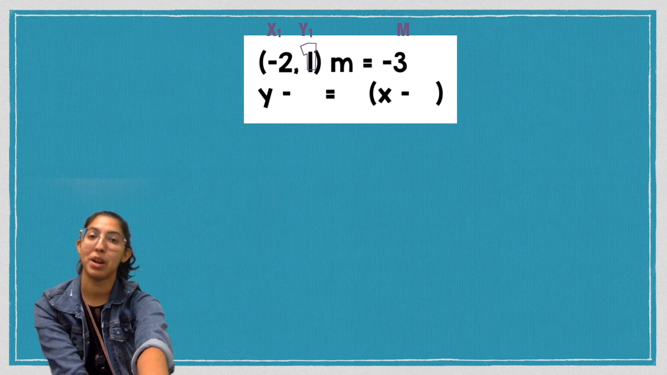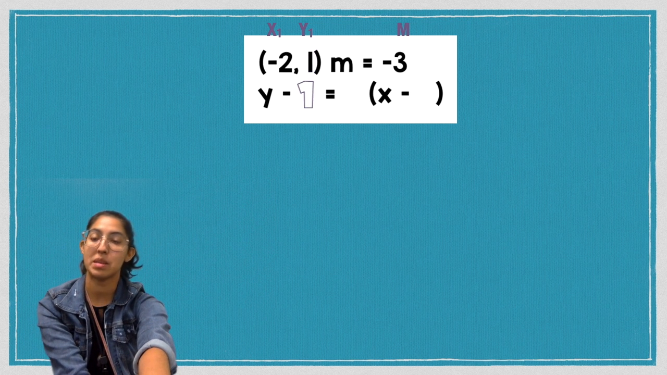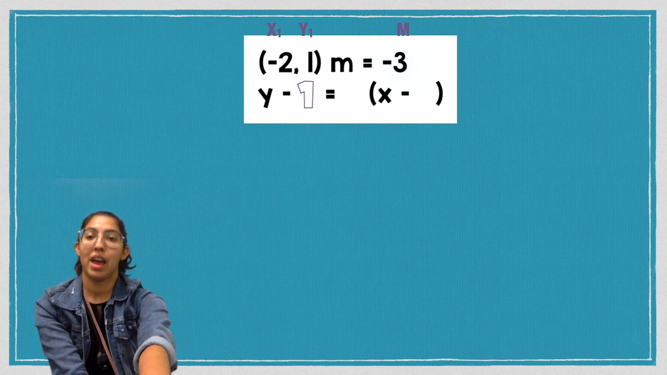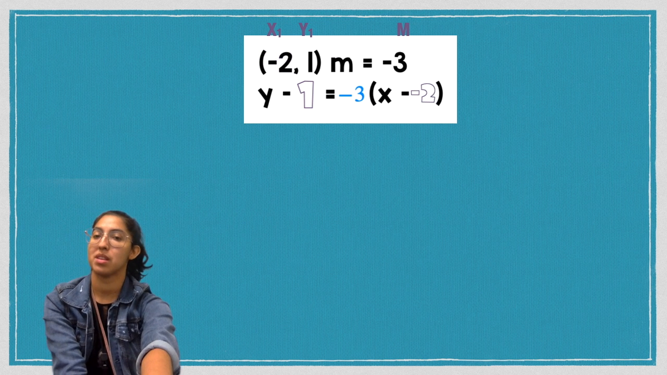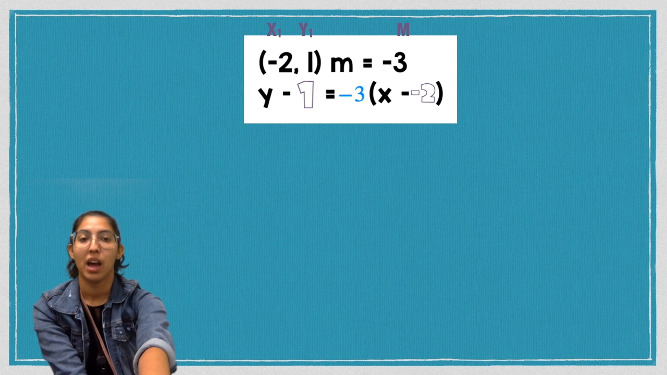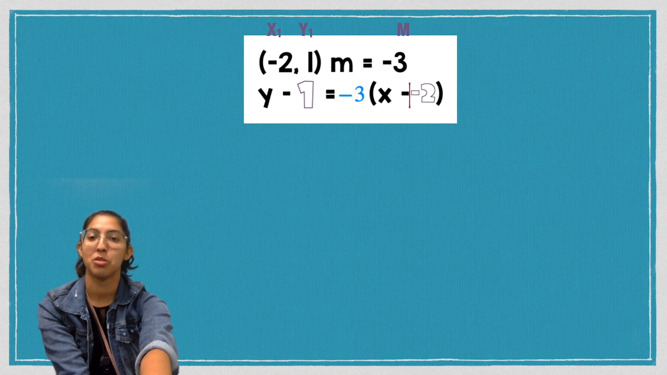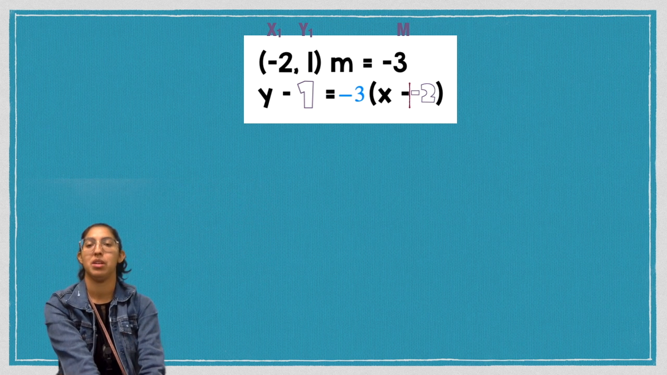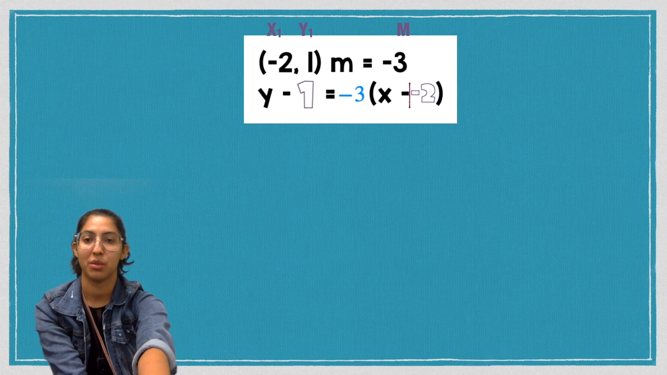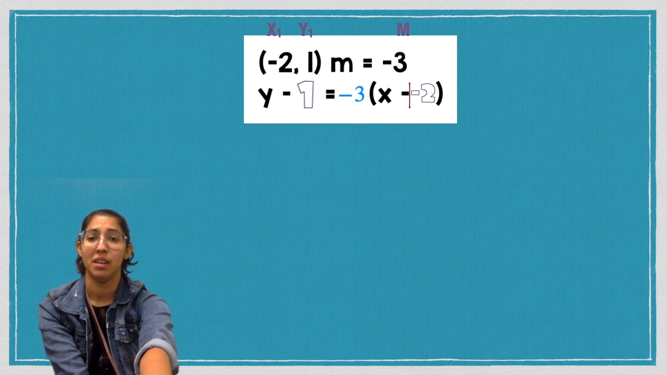We're going to plug in what we know, so y1 goes next to this minus sign. M goes right in front of that parentheses, and x1 goes after that minus sign that's connected to x. Notice double negative is going to make a positive, so go ahead and change that now. Don't leave it for later. Never wait. Just do that at the beginning.